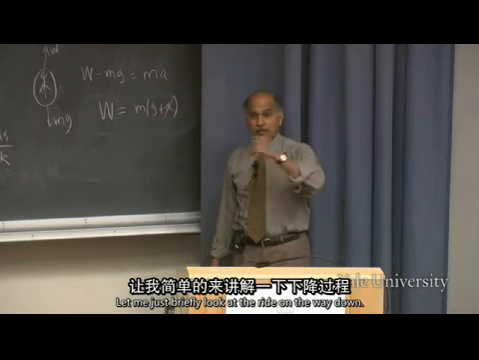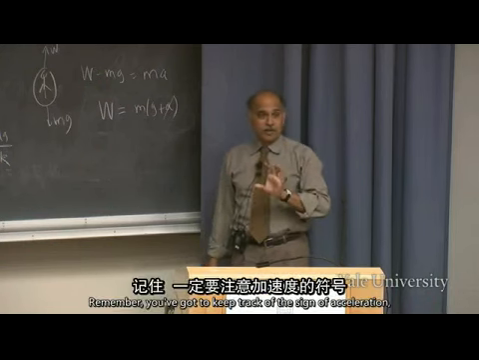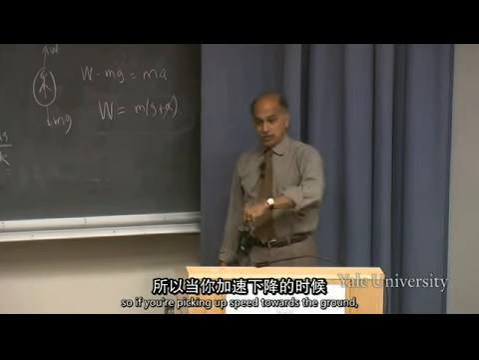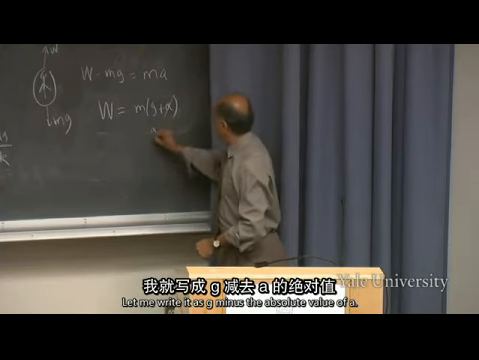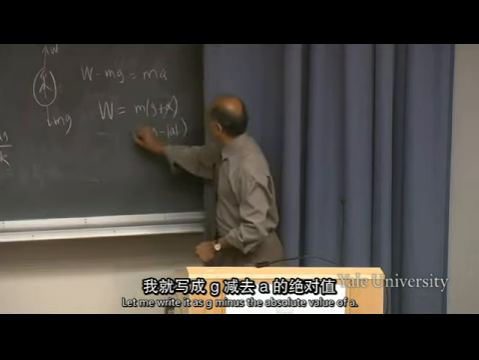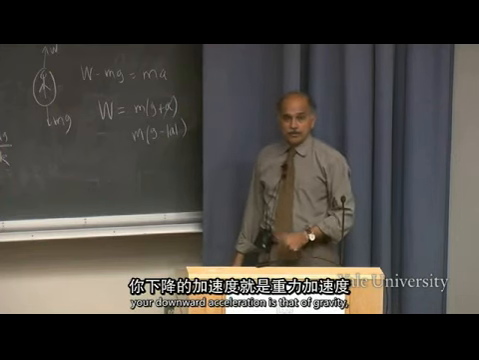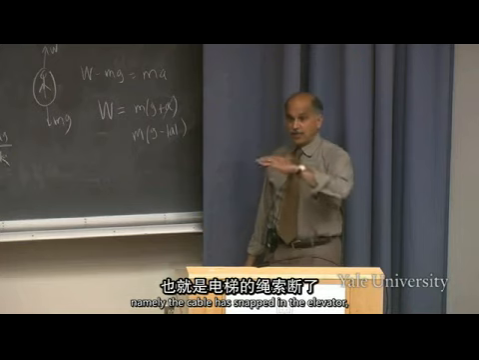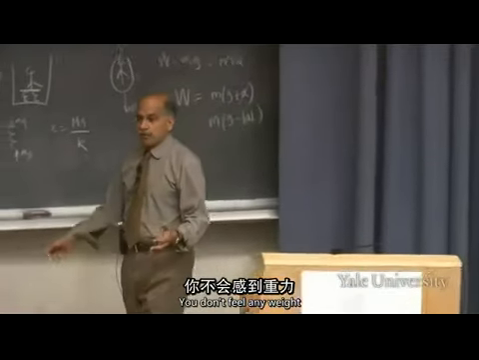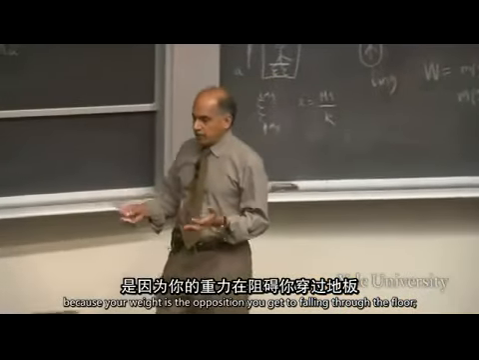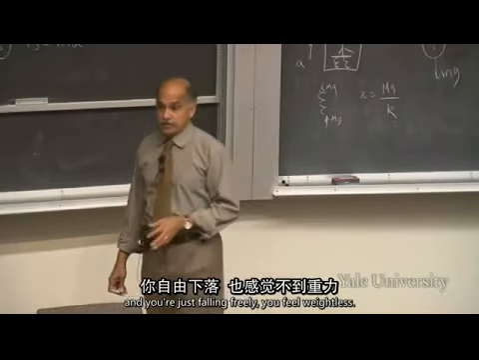Let me just briefly look at the ride on the way down. As you start on the top and go down, your acceleration is negative. Remember, you've got to keep track of the sign of acceleration. So if you're picking up speed towards the ground, a is negative, so it will be g plus a, but a is a negative number. So let me write it as g minus the absolute value of a. And you can see that if a was equal to g, your downward acceleration is that of gravity, namely the cable has snapped in the elevator, then you don't feel any weight. You don't feel any weight because your weight is the opposition you get to falling through the floor, but if the floor is giving way and you're just falling freely, you feel weightless.